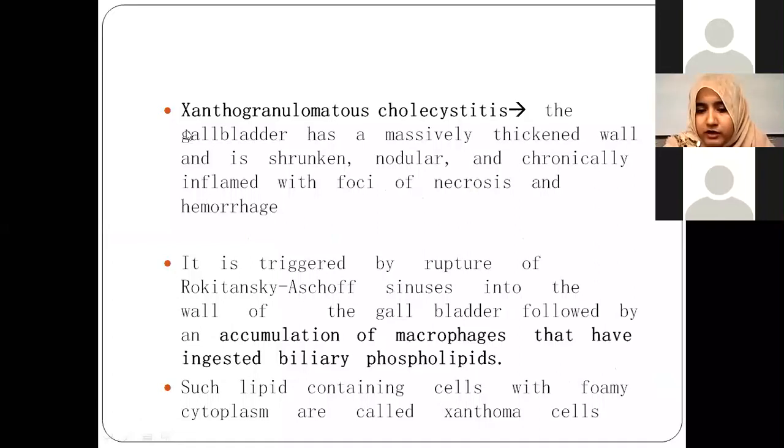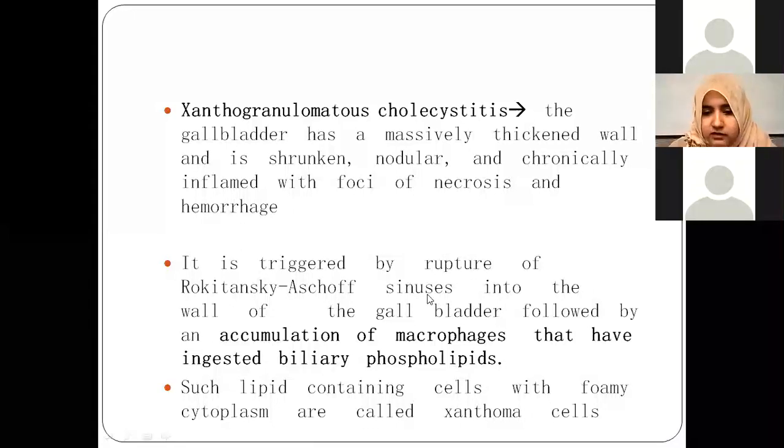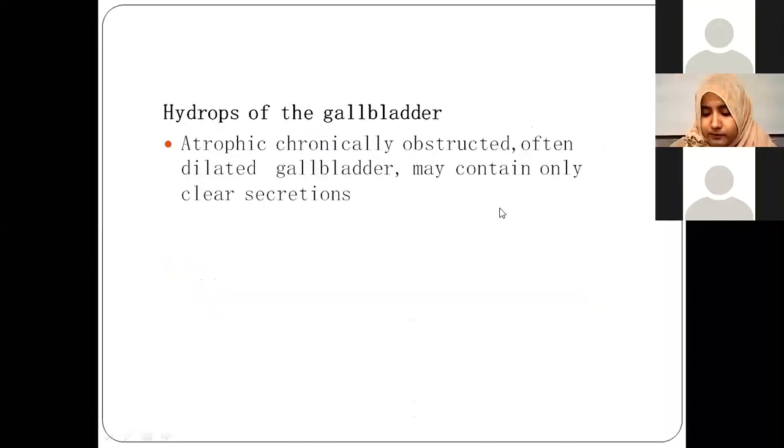Remember from the word xantho that there is something with the phospholipids, and granulomatous is something chronic, and cholecystitis is inflammation of the gallbladder. Such lipid-containing cells with foamy cytoplasm are called xanthoma cells. So when these macrophages engulf its product and release phospholipids in it, these are called xanthoma cells, and the whole gallbladder with these macrophages with foamy cytoplasm is termed xanthogranulomatous cholecystitis. And this is because of the rupture of Rokitansky-Aschoff sinuses. A severely, chronically inflamed gallbladder can have this condition.